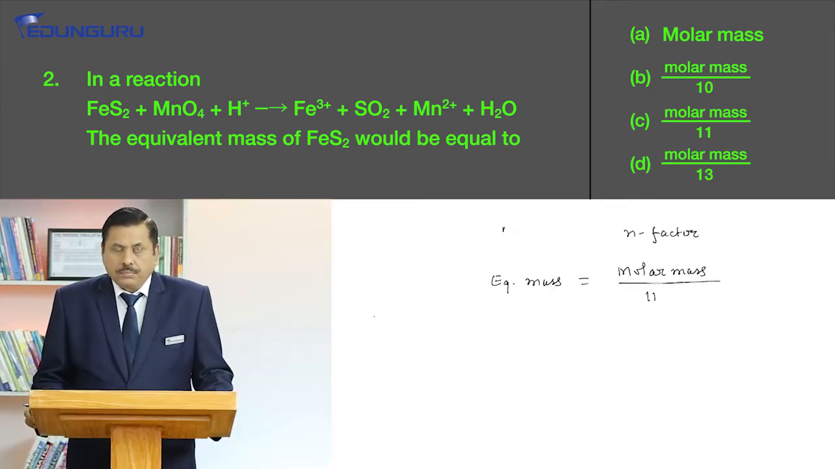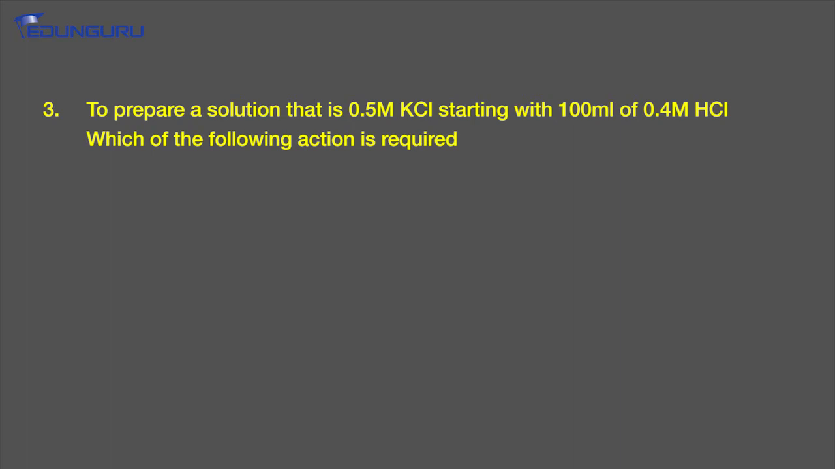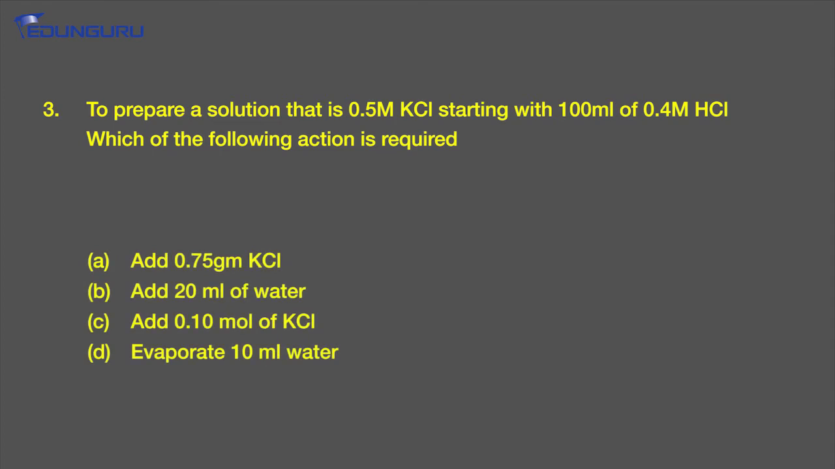Your next question is, to prepare a solution that is 0.5 molar of KCl starting with 100 ml of 0.4 molar KCl, which of the following action is required? And options are: A, add 0.75 gram of KCl, B, add 20 milliliter of water, C, add 0.1 mole of KCl and evaporate 10 ml of water.